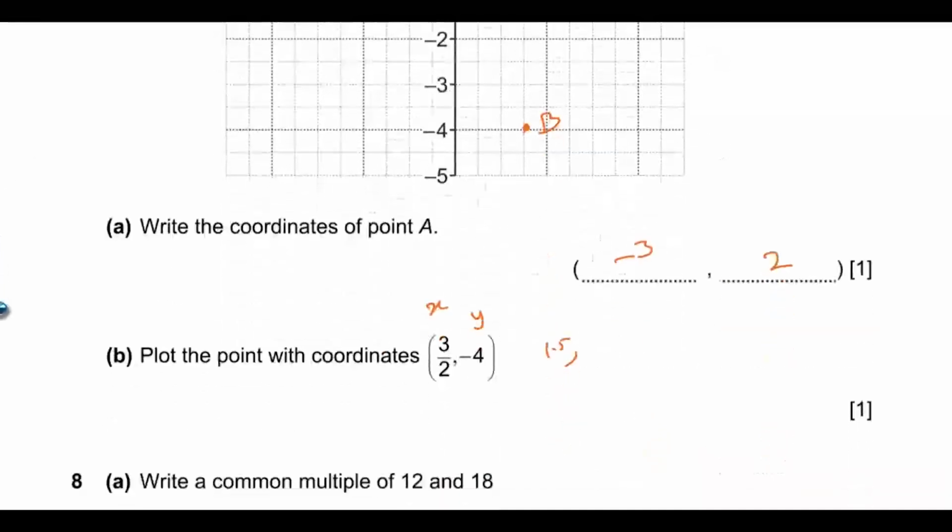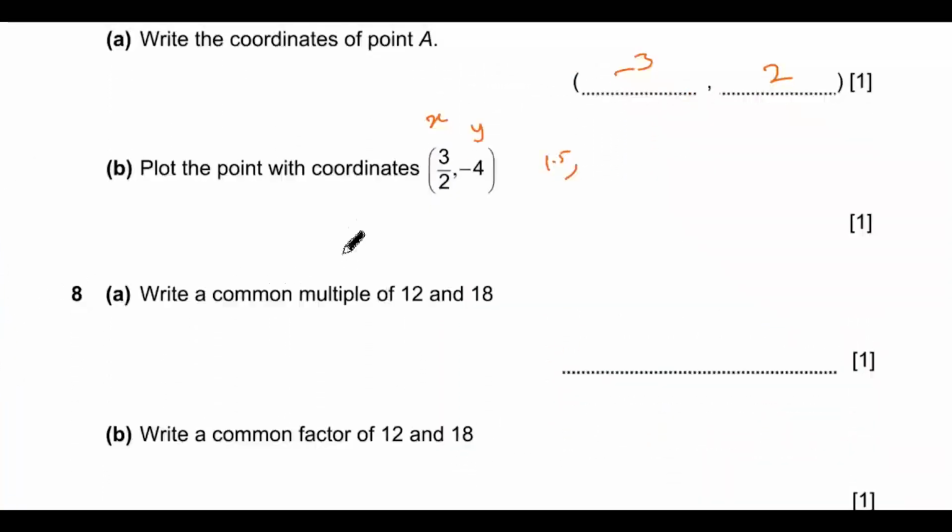Let's go to the next question. That will be question 8. Write a common multiple of 12 and 18. So here you can use different methods. We can use the first one by multiplying 12 by 18, divided by the highest common factor in 12 and 18. That will be 6. If you do this, this will give you the lowest common multiple. So this will give you 36.